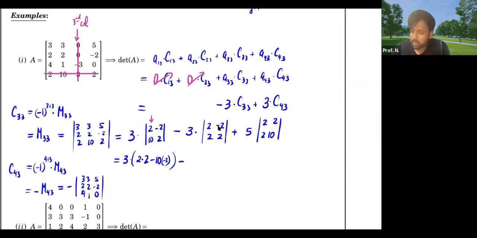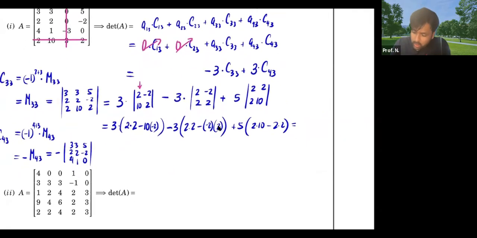This becomes -3 multiplied by, now we can go quicker. This is 2 times 2 minus -2 times 2 plus 5 times 2 times 10 minus 2 times 2. All of this now is just multiplication, addition, multiplication, subtraction. That's all it is. It's a lot of it. But then eventually you'll see there's going to be easier ways to do it, especially for 3 by 3. I'll show you a trick for this.